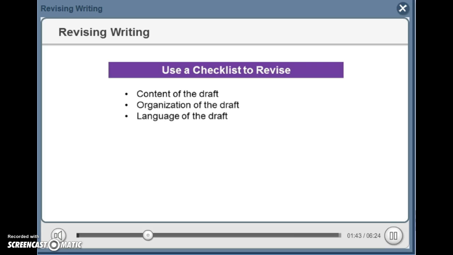Finally, there should be items on the checklist about the language of the draft, the way sentences are written and the words and phrases used. Do the words help readers see in their minds what the writing means?